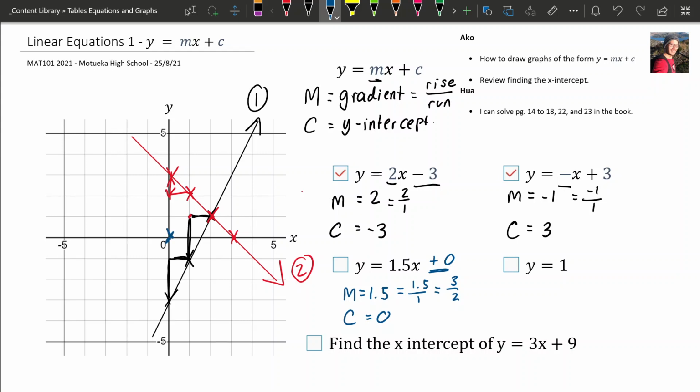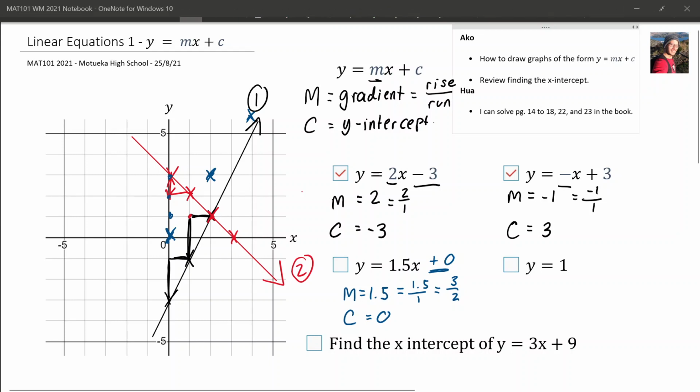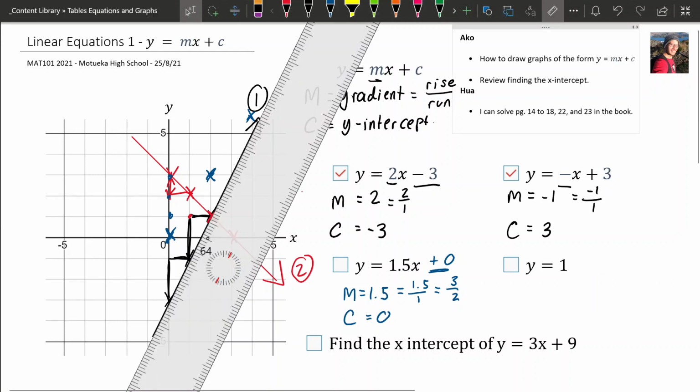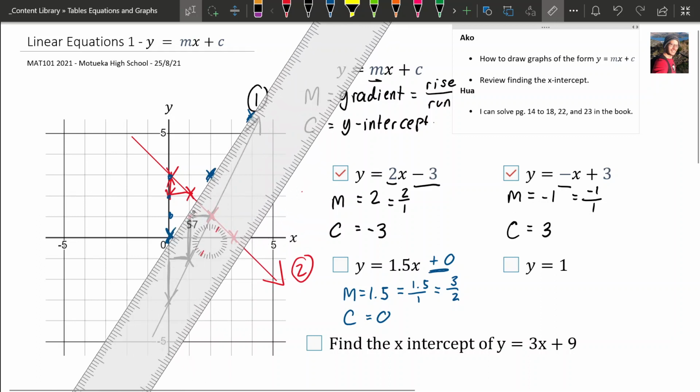So m, it rises by 3, so 1, 2, 3, and runs by 2. 1, 2. It's going to be there, rises by 3, runs by 2, somewhere there. So your line, why do I keep saying equation? Your line will be like that.